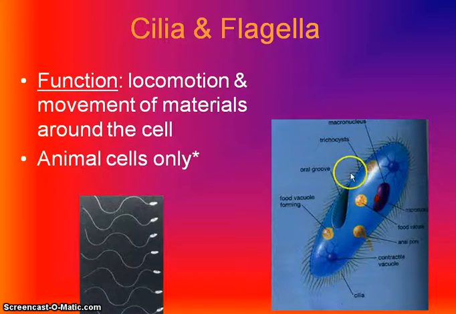In this picture here, you're going to see the tiny little hair-like projections. Those are cilia, and that helps in moving the actual cell itself and also in moving particles surrounding the cell. So those types of organelles are only in animal cells. Plant cells do not have those.